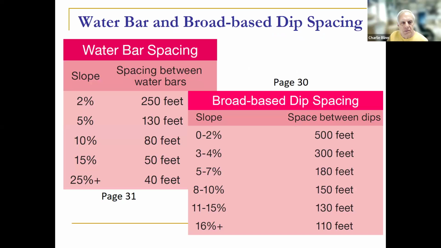Our guidebook has water bar spacings as well as broad dip spacings. So the lower the slope, the farther apart we can put these, but as slope increases, we're going to place them closer together. Again, beginning at the top of the slope.